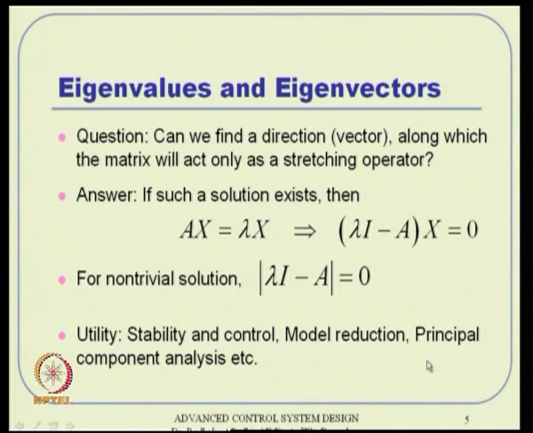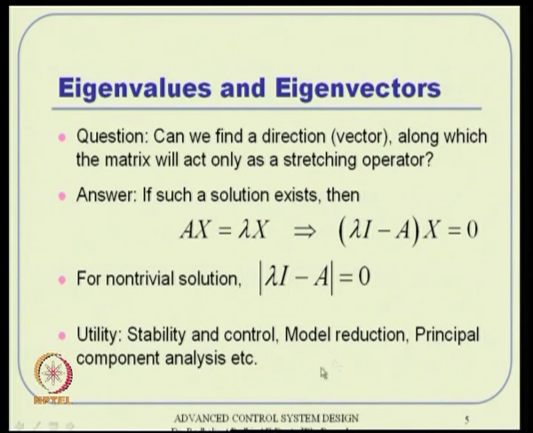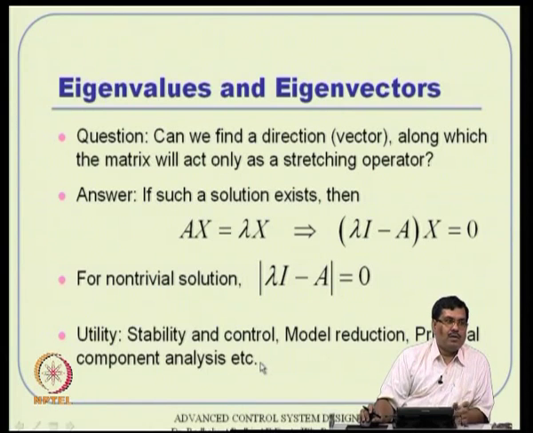This is also used for principal component analysis. That means, if your data is scattered around and you want to find the principal directions around which your data is scattered, and neglect the other directions, there also eigenvalues and eigenvectors play a heavy role. So, they are there everywhere: in stability and control, in model reduction, principal component analysis, stress vector analysis, structural analysis, and applications in fluid dynamics. But we are primarily interested because of the stability and control properties embedded in them.